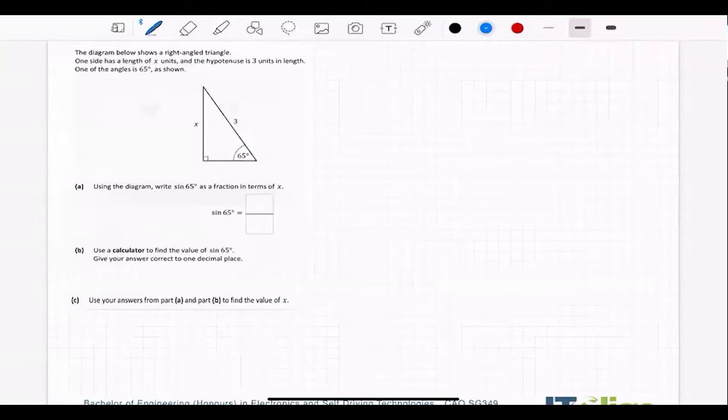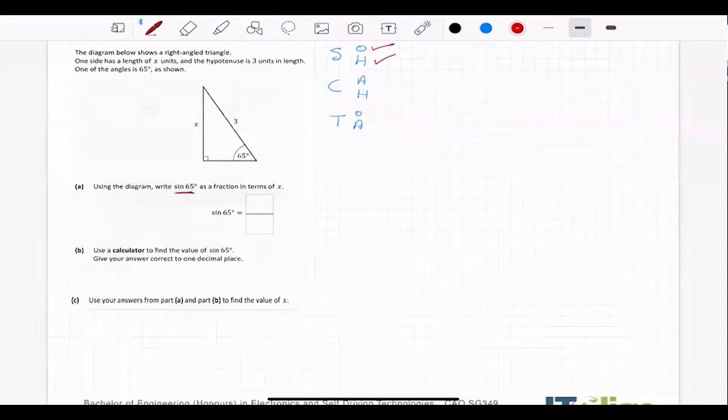Okay, try that. Using the diagram, write sine 65 as a fraction in terms of x. Now you're all higher level, so you have to be a little bit careful that the questions I show you here aren't just a tiny bit too easy and you're looking for the harder bit, because that's what you're more used to. But sine 65 is opposite over hypotenuse.